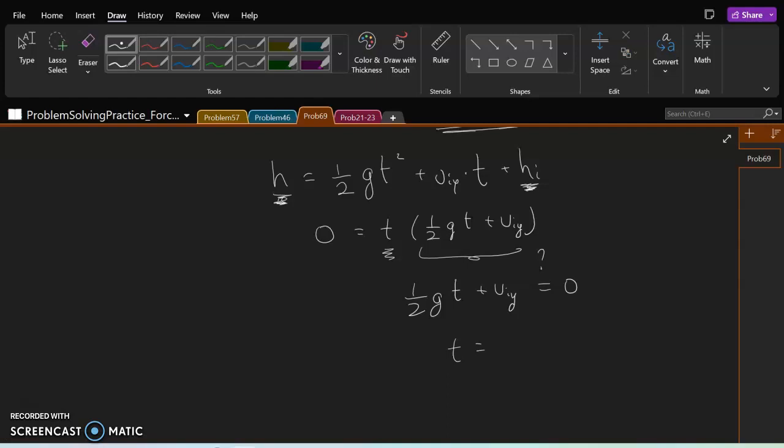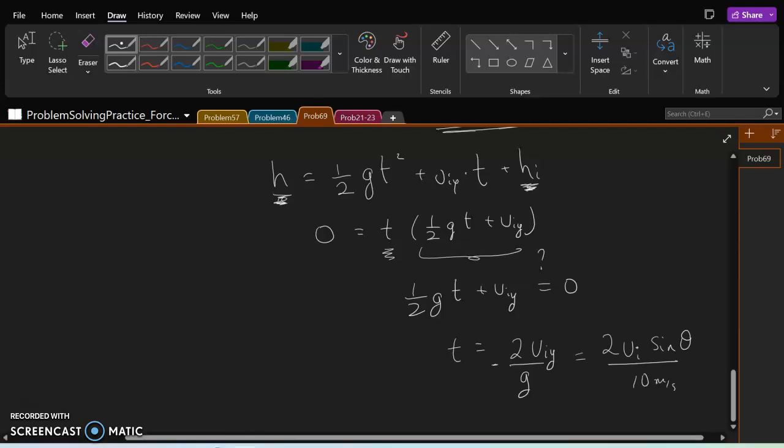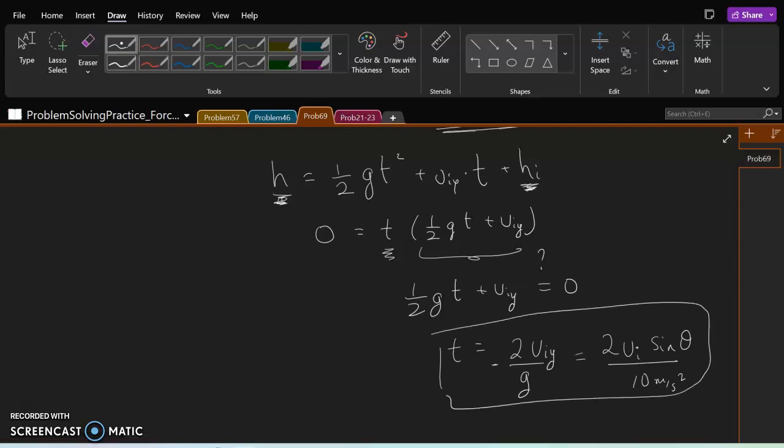So I can solve for t here, and I get t must be 2 times v_iy over little g, with a minus sign. And now that's going to be 2 times the v_i times the sine of the angle, over, in this case, minus 10 meters per second squared.